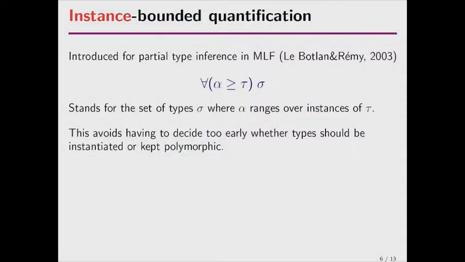However, type containment doesn't subsume bounded quantification because it doesn't allow you to reason under hypotheses. Yet another form of quantification is instance-bounded quantification that I introduced myself to do partial type inference in System F. Here we write types of the form forall alpha that is an instance of tau, sigma, which stands for the set of types sigma, where alpha ranges over instances of tau. And this construction was key to avoid having to decide too early whether a type should be instantiated or kept polymorphic.